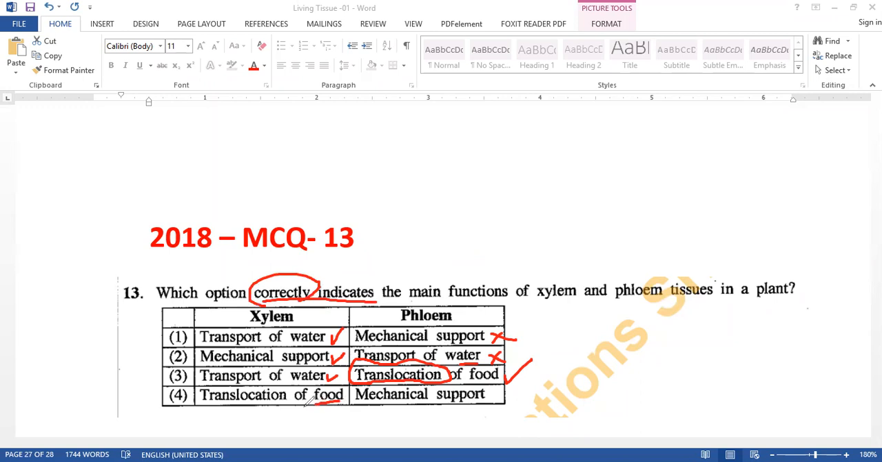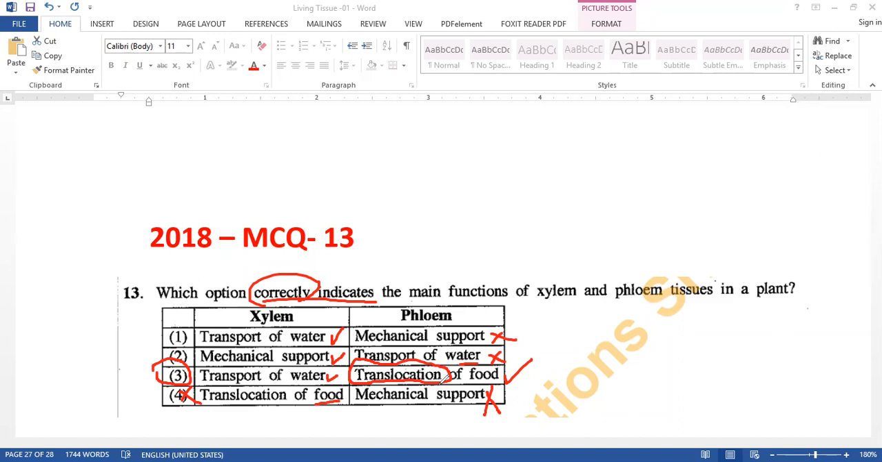And translocation of food in xylem will be wrong. And the mechanical support in phloem, that is also wrong, right? So both are wrong, and the answer would be the third answer: transportation of water in xylem, translocation of food in phloem. Got it? So normally you must know when you're studying that there could be a specific word in your book.